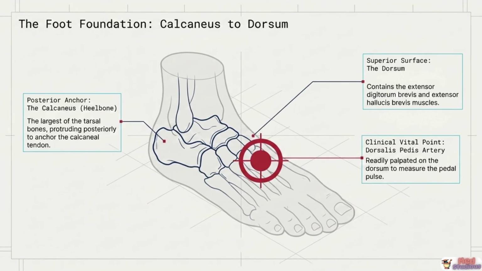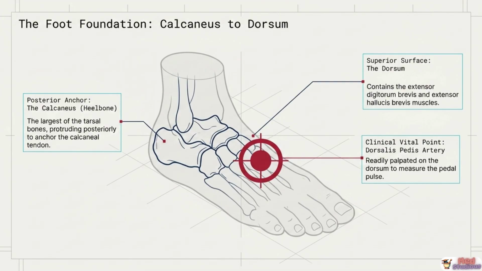We arrive at the terminal surface anatomy of the lower extremity, the foot. The foot is mapped across two major surfaces, the dorsum above and the plantar sole below, and it contains two critically important clinical surface landmarks. The first is the calcaneus, the heel bone, which serves as the posterior anchor of the entire foot. The calcaneus is the largest of the 7 tarsal bones and protrudes posteriorly to anchor the calcaneal tendon.